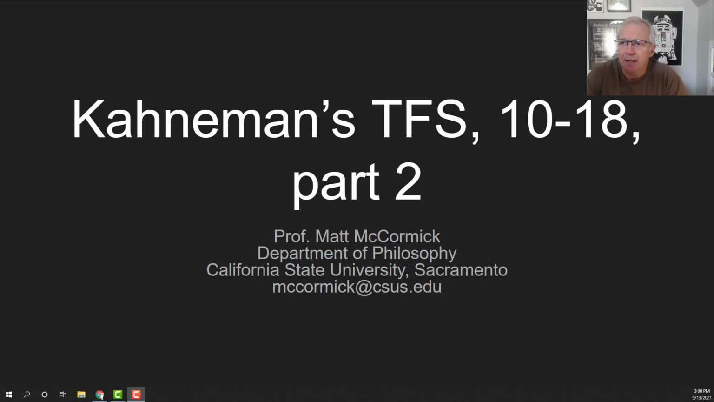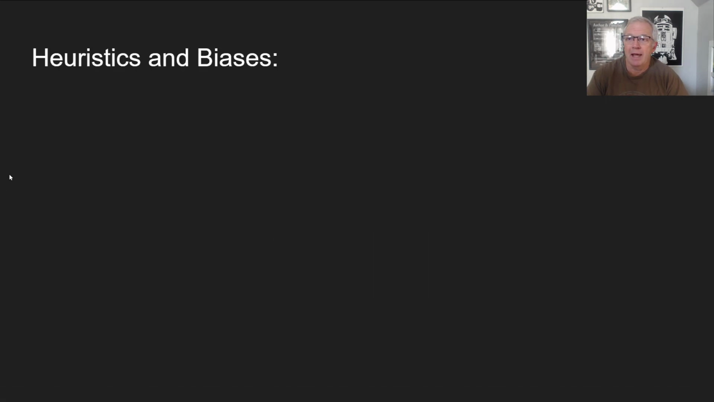This is my second lecture for my inductive logic class on the chapters in Daniel Kahneman's book, Thinking, Fast and Slow. We're working on chapters 10 through 18, and this is my second lecture on that big block of chapters. So let's talk about what's going on in here in Kahneman.